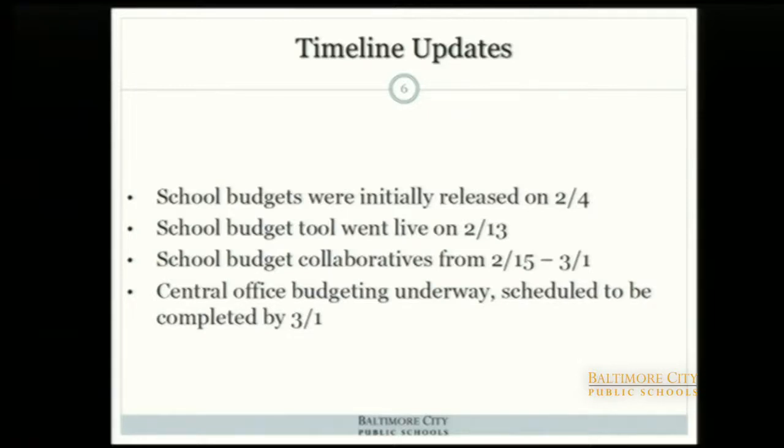Like I said, they're taking place. They started the first group on Friday, and we have a few of them in here right now taking place today. And then central office budgeting is underway. Cabinet meetings are taking place today and tomorrow as well to go through some of the central office budgeting, and we expect that to be completed by March 1st as well.